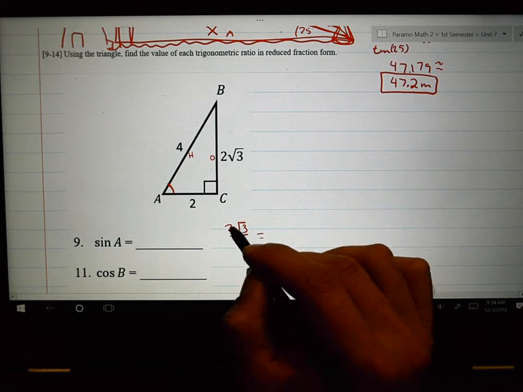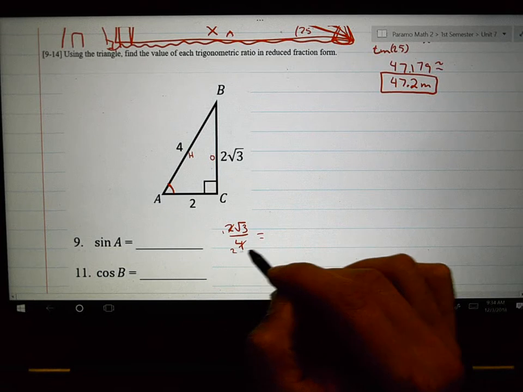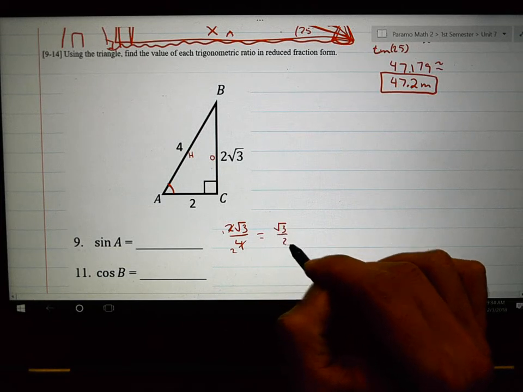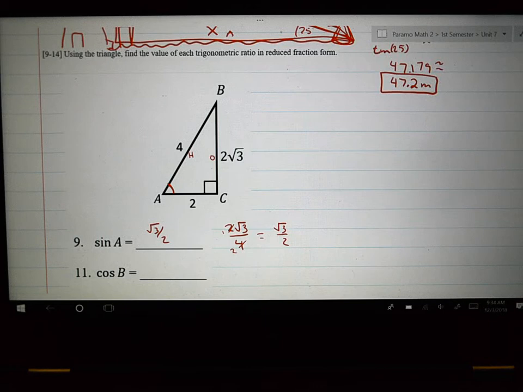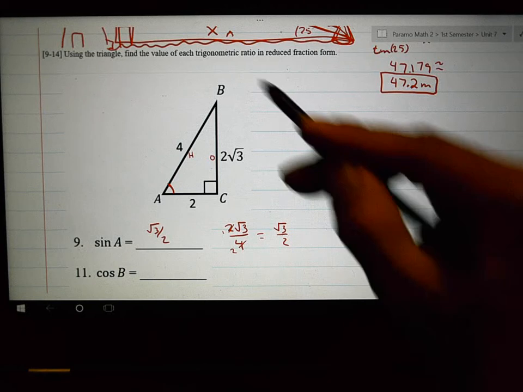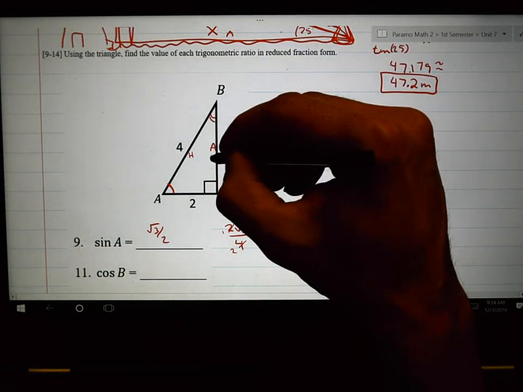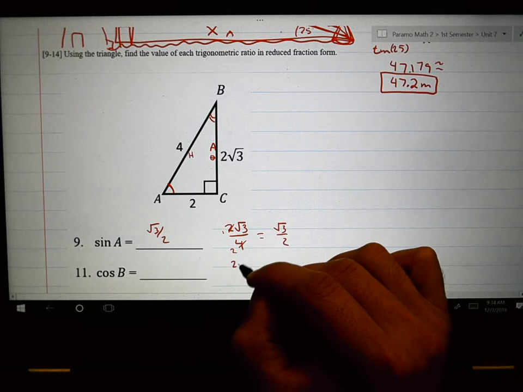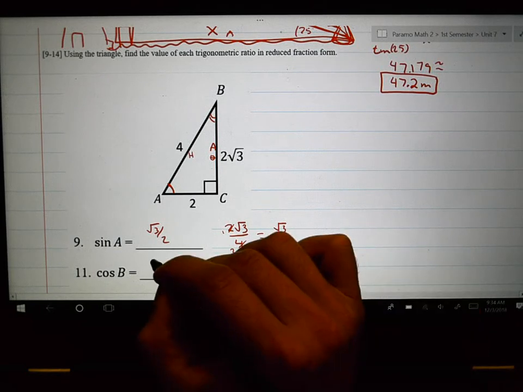Outside reduces with outside. Divide by 2. Divide by 2. I'm getting root 3 over 2. That's what it is in reduced fraction form. The cosine of B is the A over H. 2 root 3 over 4. And guess what? It's going to be the same thing.